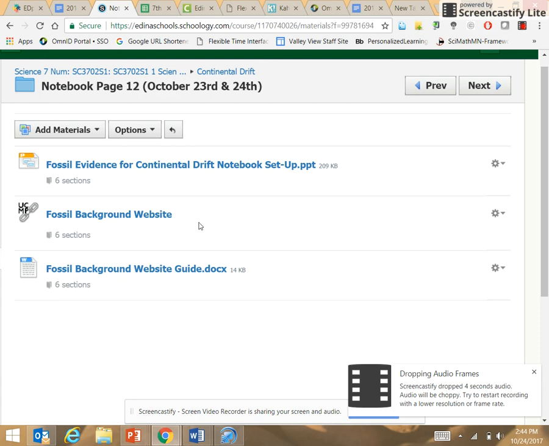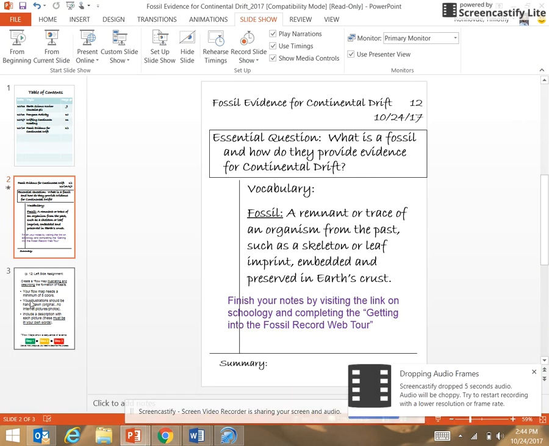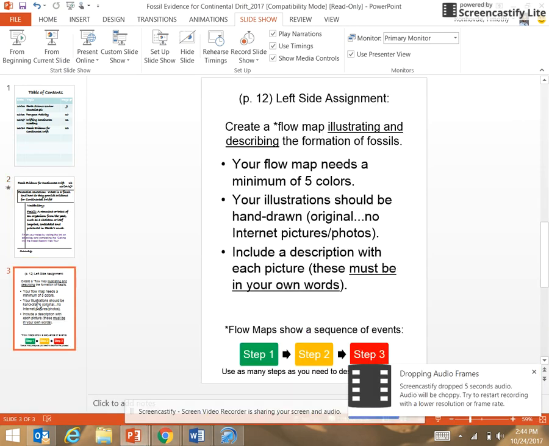The folder on Schoology has your notebook set up if you were gone, and the web link is here, and the handout was here. So most students finished the handout or had one or two questions left, depending on how you used your time. And finally today there was an assignment, and that is also on today's notebook entry slide.